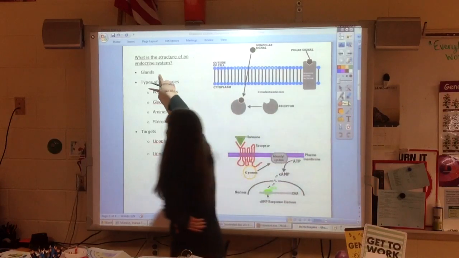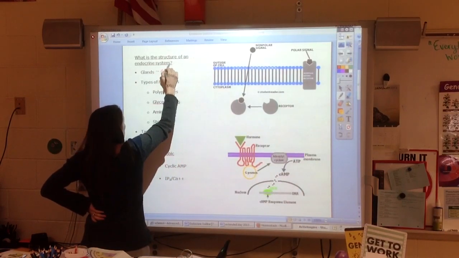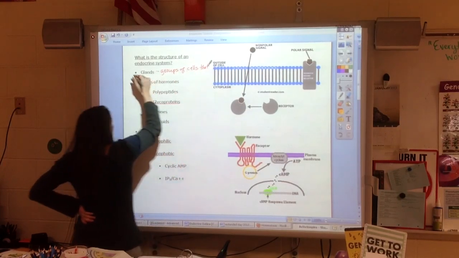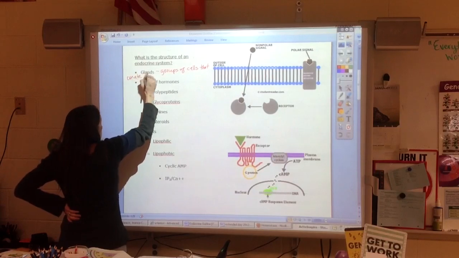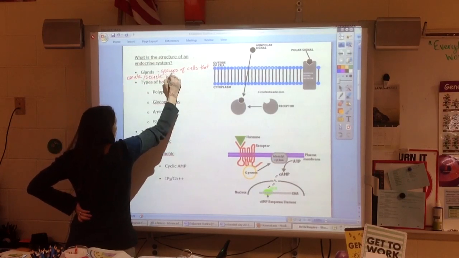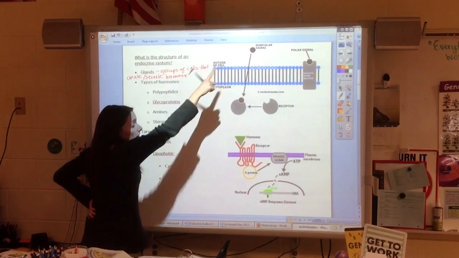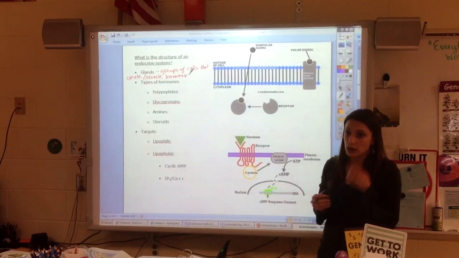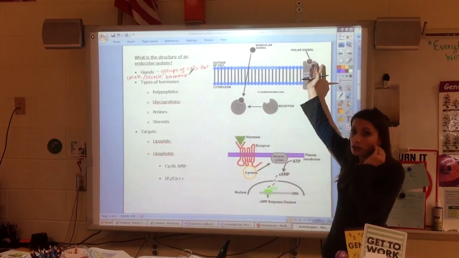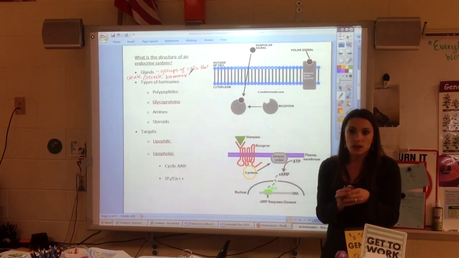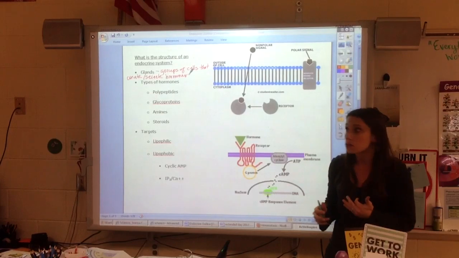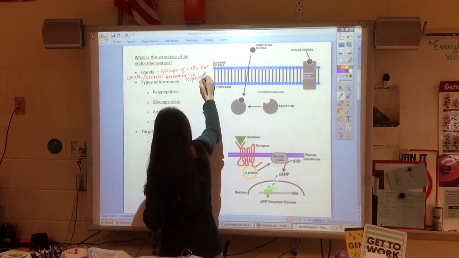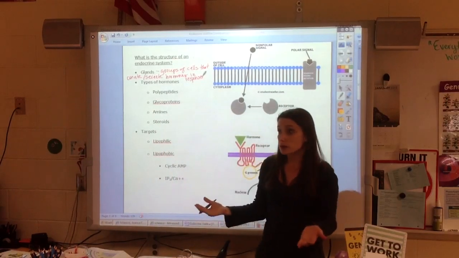So when we look at the structure of an endocrine system, we're going to have glands, and these are groups of cells that create and secrete hormones. And if you look at the top picture, you actually see a gland on top of the kidneys called the adrenal gland. You actually see the thyroid gland as well. And so it's just a collection of cells that's going to create and secrete a hormone, but usually in response to another signal. So interesting, which signal comes first?